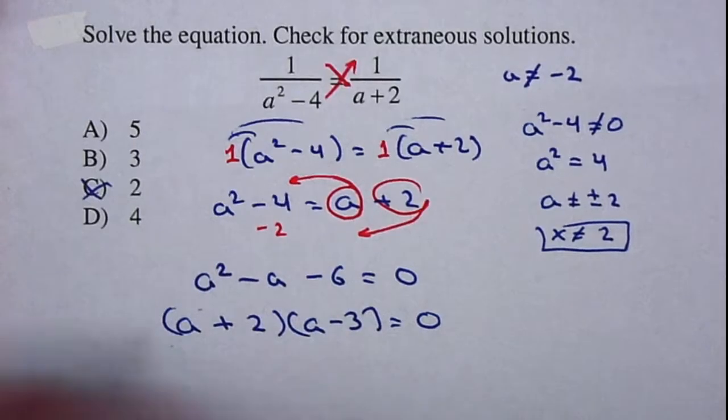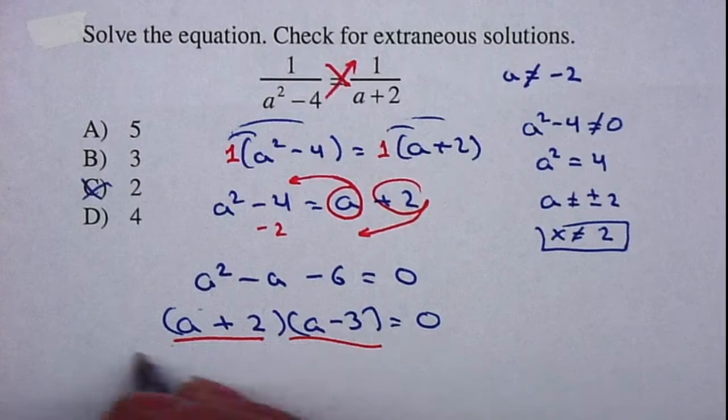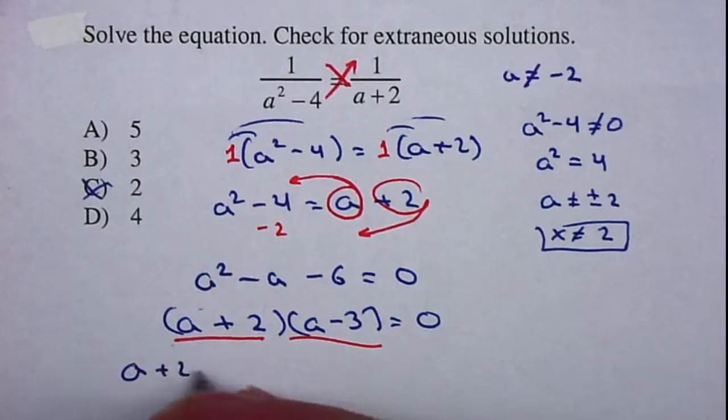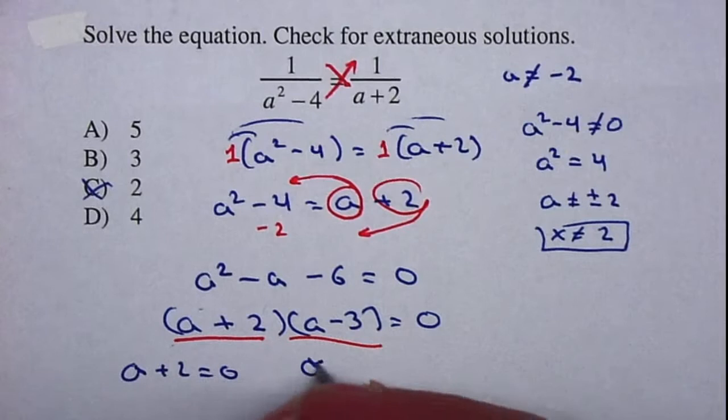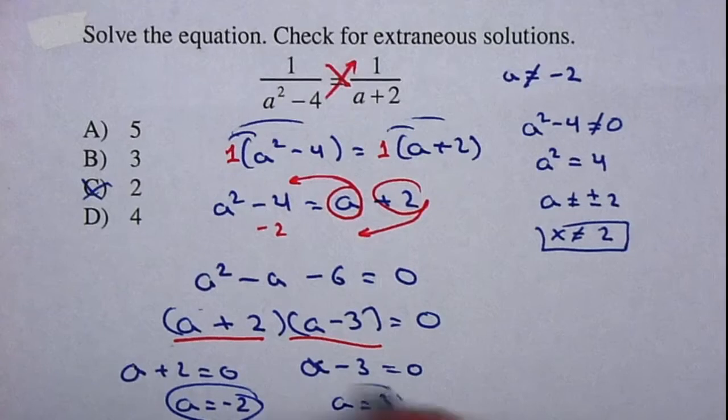And I'm going to use my zero product property. My zero product property tells me that because they're multiplying and they're equal to 0, at least one of them should be 0. a plus 2 equal to 0. a minus 3 equal to 0. Move the 2 to the right becomes a negative 2. And move the 3 to the right becomes a positive 3.